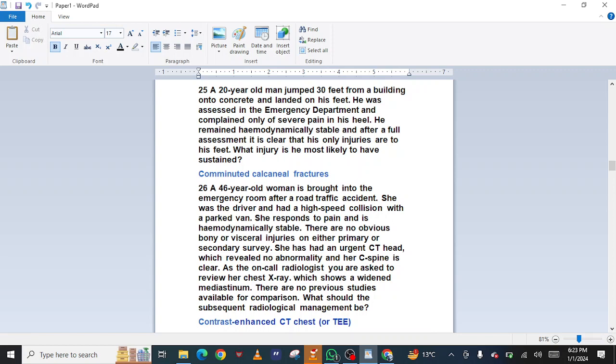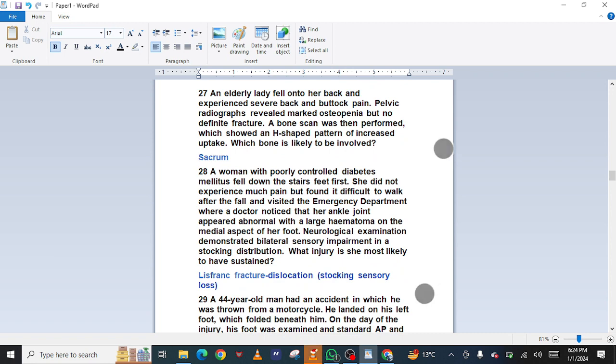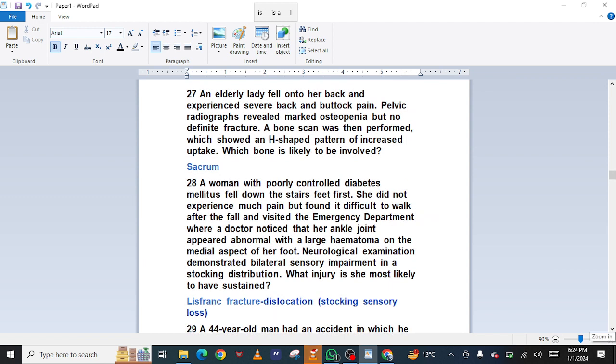Studies available for comparison. What should the subsequent radiological management be? Contrast-enhanced CT chest. 27. An elderly lady fell onto her back and experienced severe back and buttock pain. Pelvic radiographs revealed marked osteopenia but no definite fracture. A bone scan was then performed, which showed an H-shaped pattern of increased uptake.